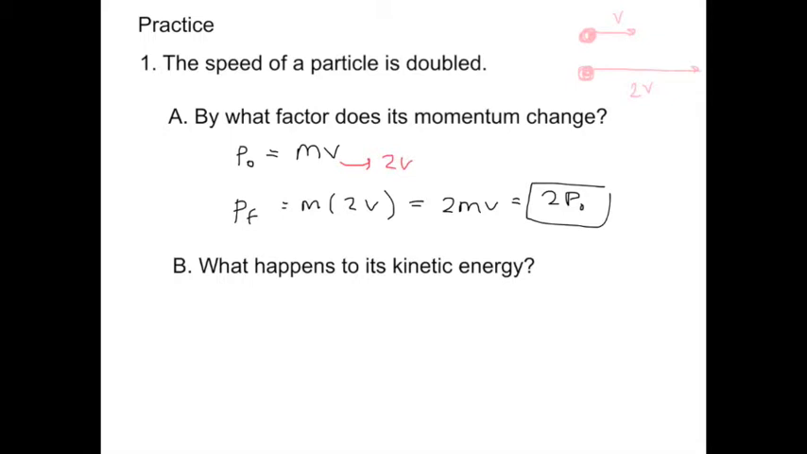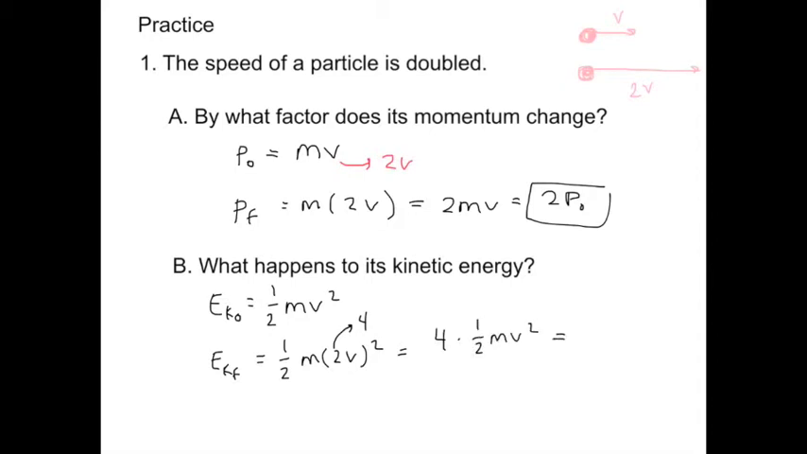Part B, what happens to its kinetic energy? So now we'll write out the kinetic energy equation. Kinetic energy equals 1/2 mv squared. This would be the initial kinetic energy. If we want to find the final kinetic energy, we would plug in the 2v again, so we'll get 1/2 m times 2v squared. And then this 2, when it's squared, would become a 4. So we would end up with 4 times 1/2 mv squared, or 4 times the initial kinetic energy. So that's increased by a factor of 4.